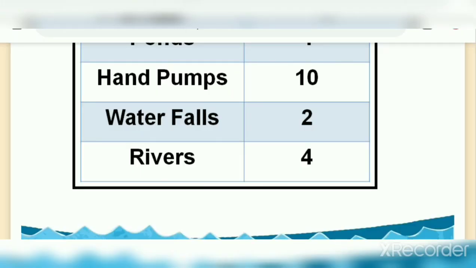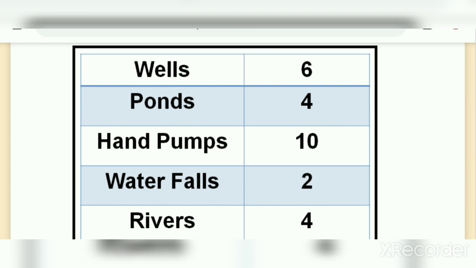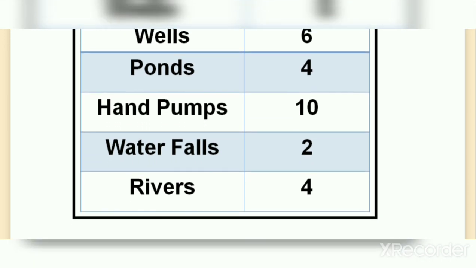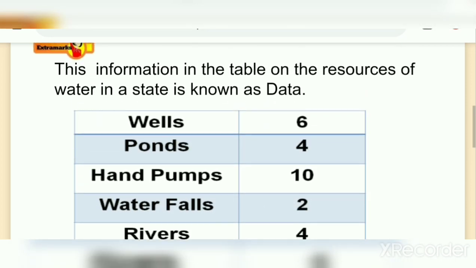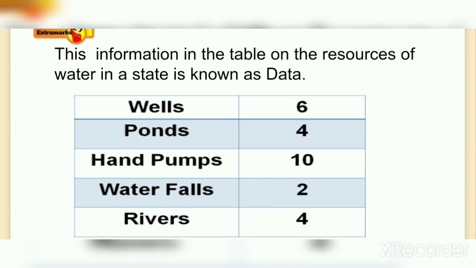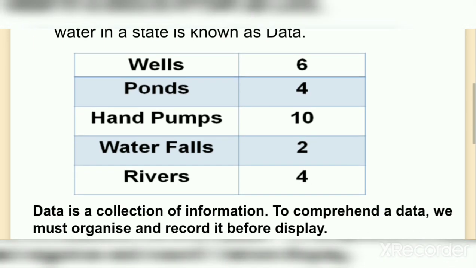Let's comprehend the following information on the various resources of water in a state. A state has 6 wells, 4 ponds, 10 hand pumps, 2 waterfalls, and 4 rivers. This information in the table on the resources of water in a state is known as data. Data is a collection of information. To comprehend the data, we must organize and record it before display.